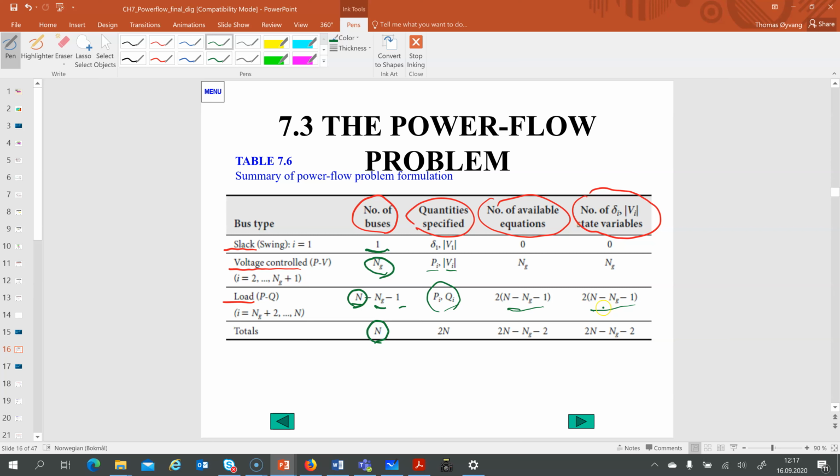So this gives an overview and summary of the power flow problem before we start to do the actual calculations with Gauss-Seidel and Newton-Raphson.